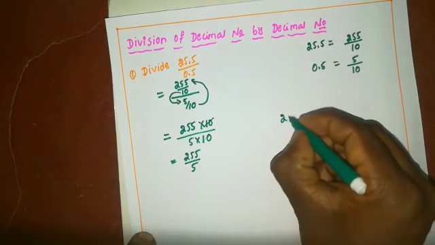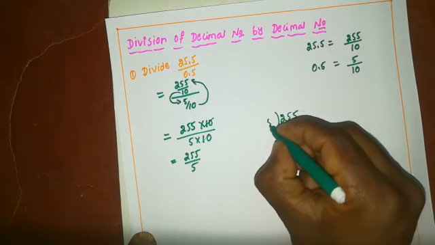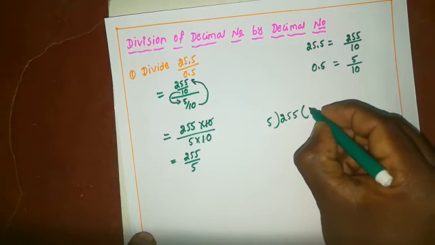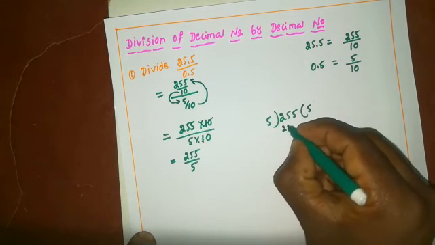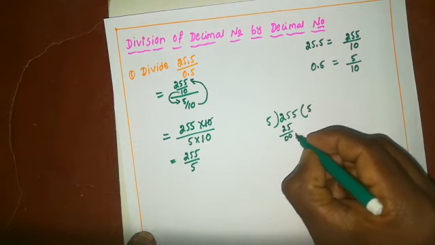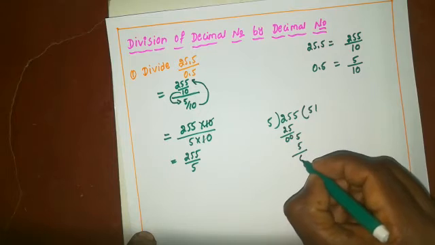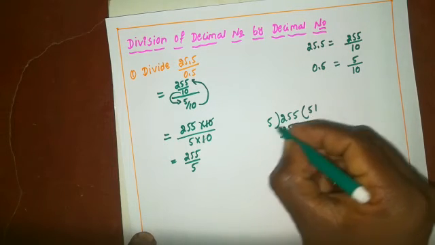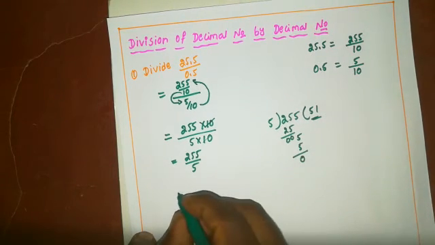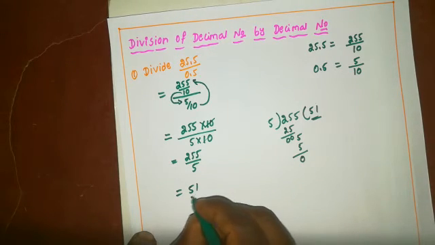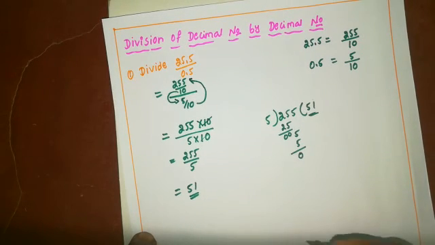Then how do we divide? Let's see. 255 I have to divide by 5. How many times? 5 5s are 25. We get remainder 0 here, and one more 5 is there. 5 ones are 5. Remainder is 0. When we divide 255 by 5, we get 51 as the answer. The 51 is the final answer. Thus we divide a decimal number by a decimal number.